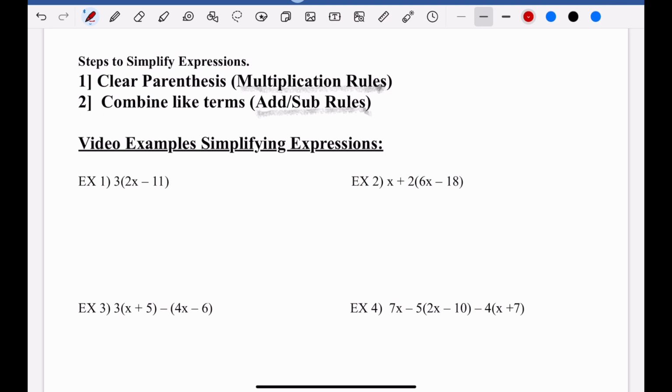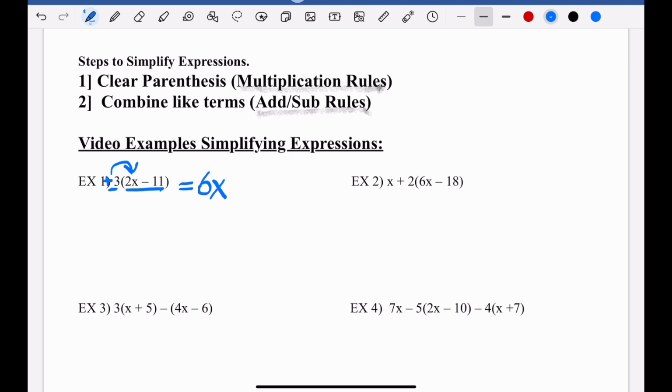Now, what we're going to look at here is simplifying example 1, this expression here. In this expression, you have a positive 3 outside the parentheses, and then you have a 2x minus 11, that's 2 terms inside the parentheses. Our first step to simplify is to clear the parentheses. To clear parentheses, you multiply by the number and the sign connected to the parentheses. So I'm going to multiply my first term, positive 3, times 2x. 3 times 2 is 6. Positive times a positive is a positive.